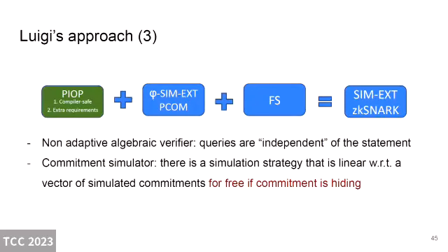So there exists a strategy, a way to simulate that is linear with respect to a vector of simulated commitments. This is basically given for free when the commitments are hiding, or may require some computational assumption if not. And these two constraints are actually very easy to meet in practice. For all the PIOPs that we looked at, these were met.